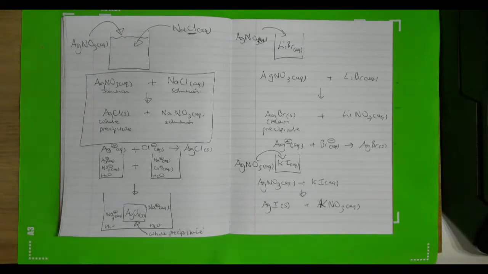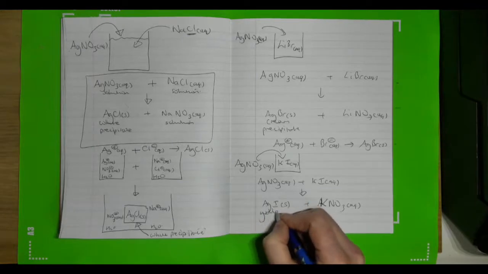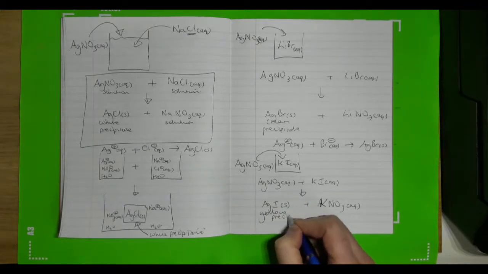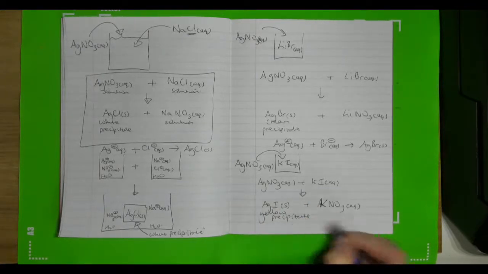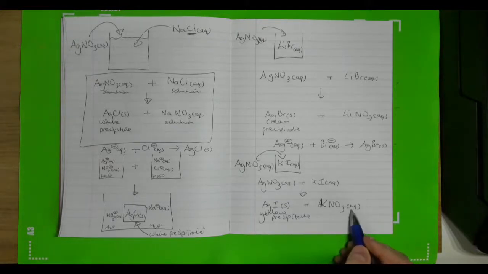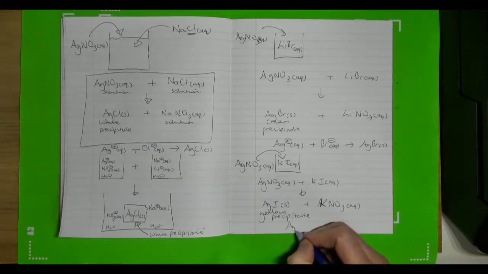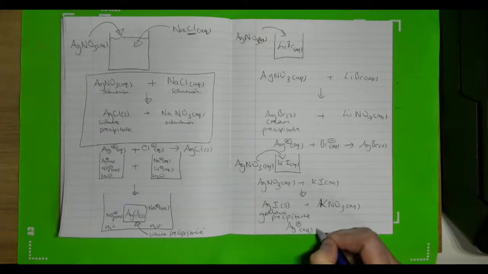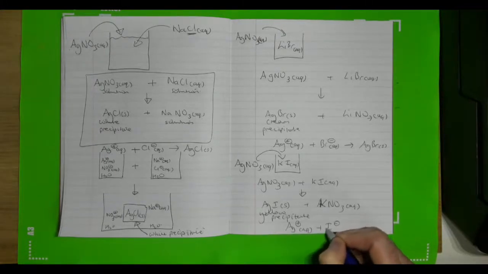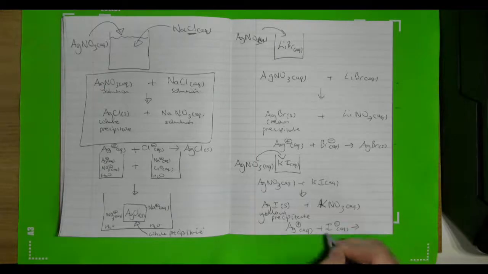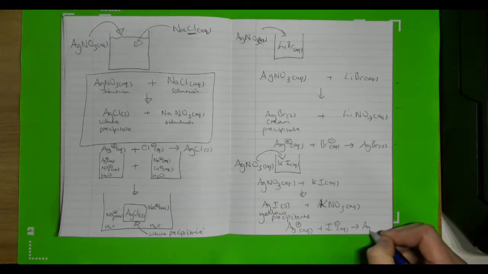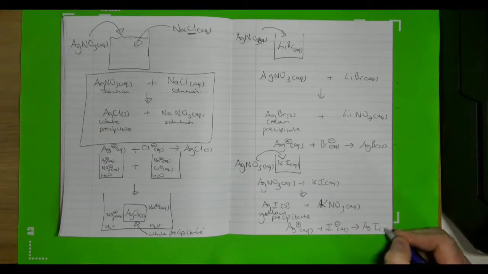So our balanced symbol equation is silver nitrate plus potassium iodide solution makes silver iodide solid, which is a yellow precipitate, and potassium nitrate solution. The ionic equation in this case would be silver ions plus iodide ions that are in solution makes silver iodide solid, which is our yellow precipitate.